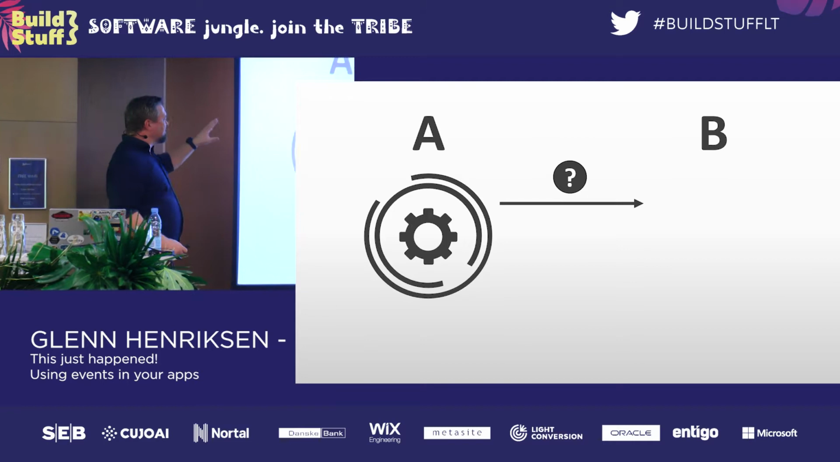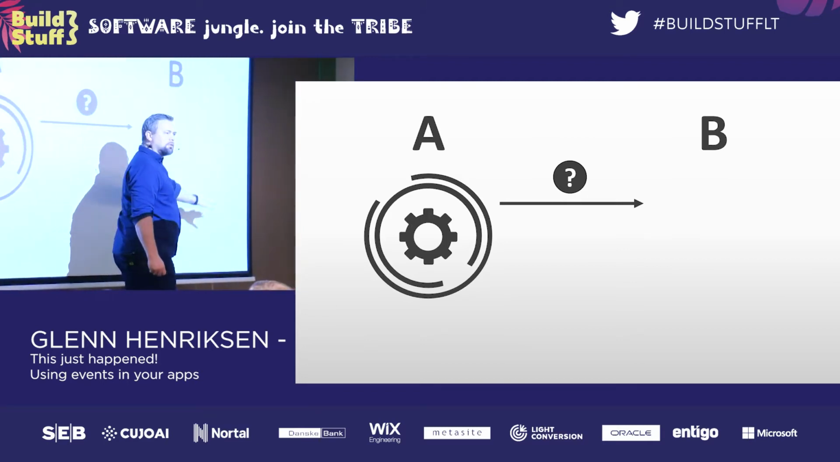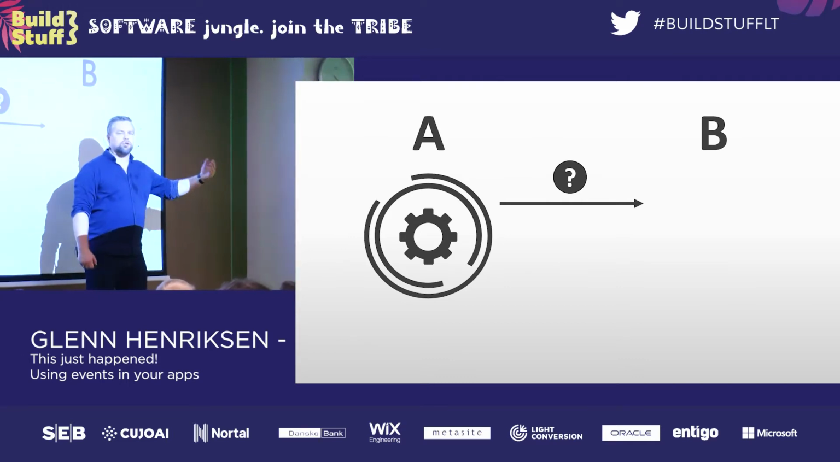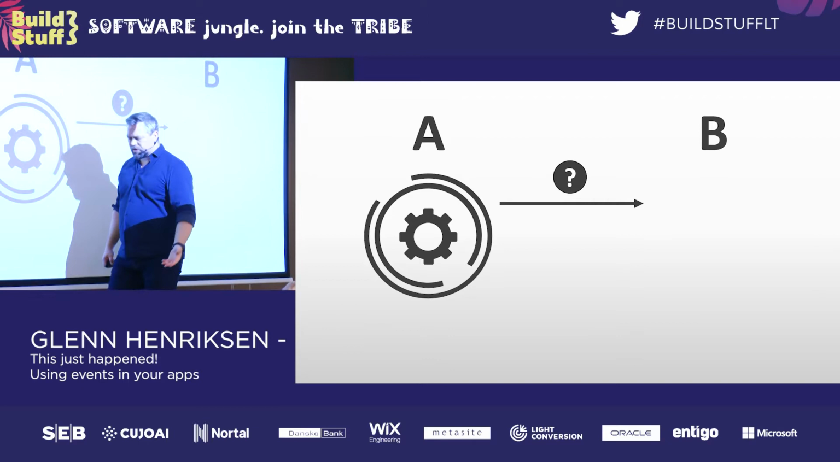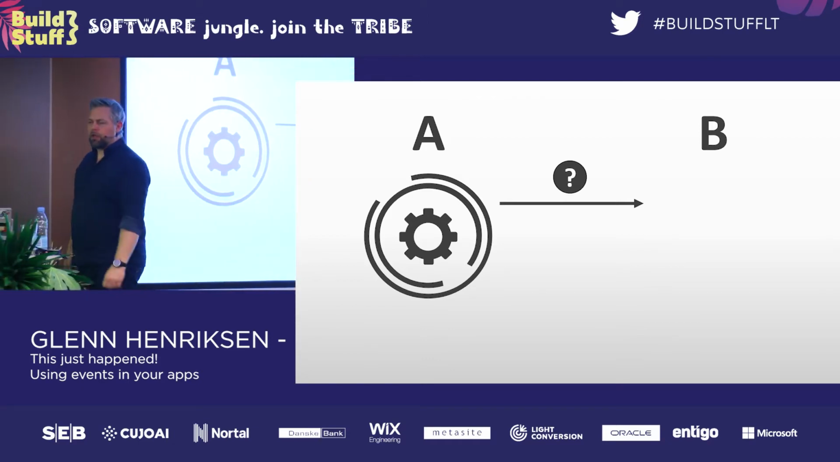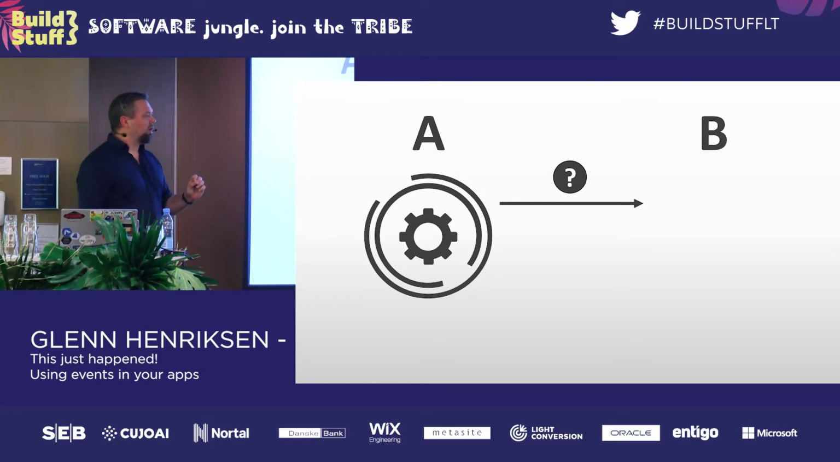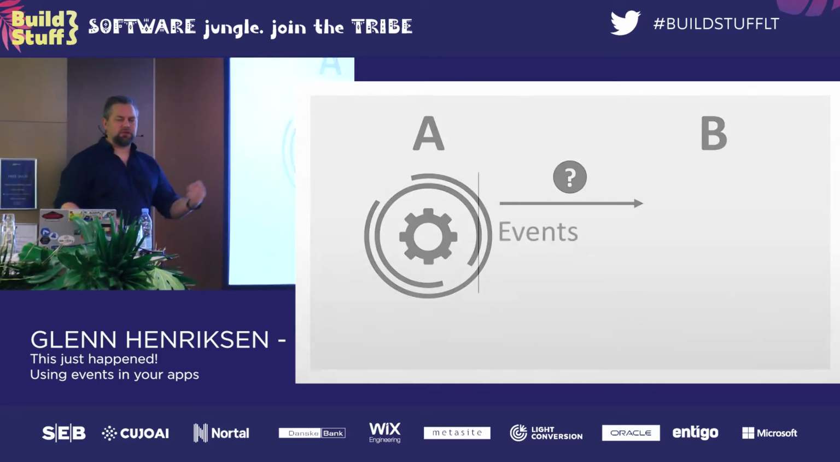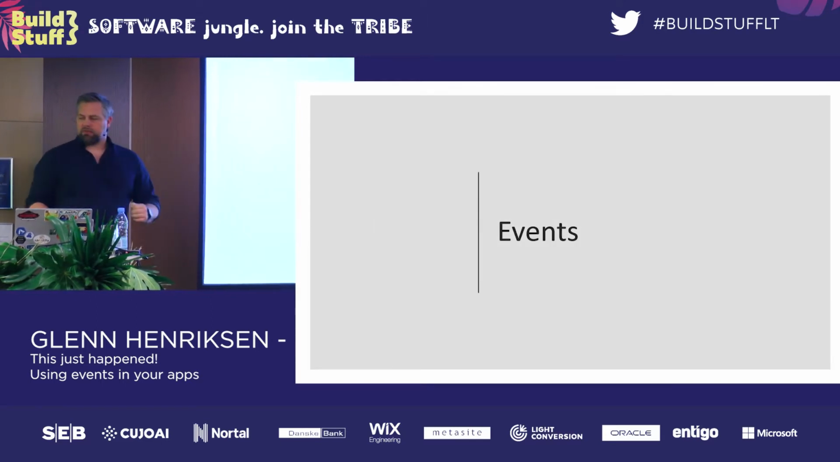The problem here is that A has to have a lot of knowledge about the rest of the system. He needs to know what other services are there, where are they, what are they called, how do I reach them, what do I do if it fails, and so on. We need to remove this need for knowledge and reduce the hard couplings. And we do this using events. So what are events? How do they work?